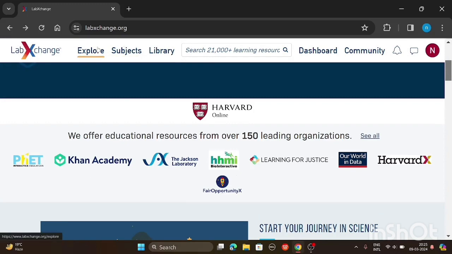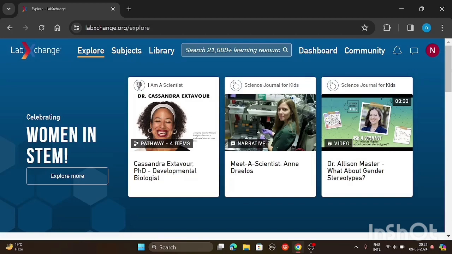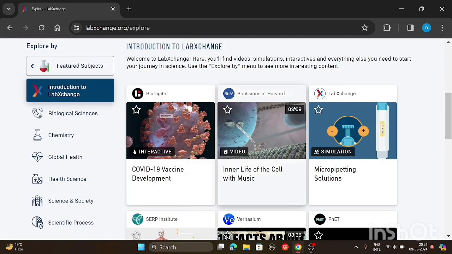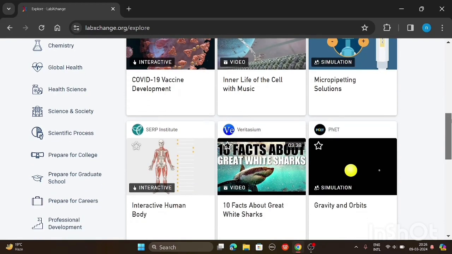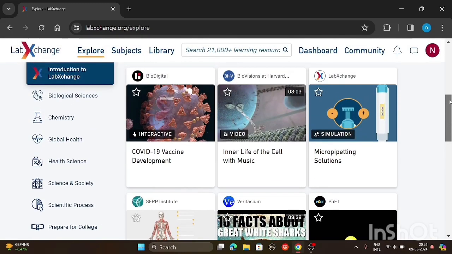We can first go to the Explore section to see what is there. Here we can see featured subjects. If we click on the featured subjects, it is a list of all the subjects on which content is available. We can see biological sciences, chemistry, global health, health science, science and society, scientific progress, prepare for college, prepare for graduate school, prepare for careers, and professional development. On all these subjects or topics, content is available.